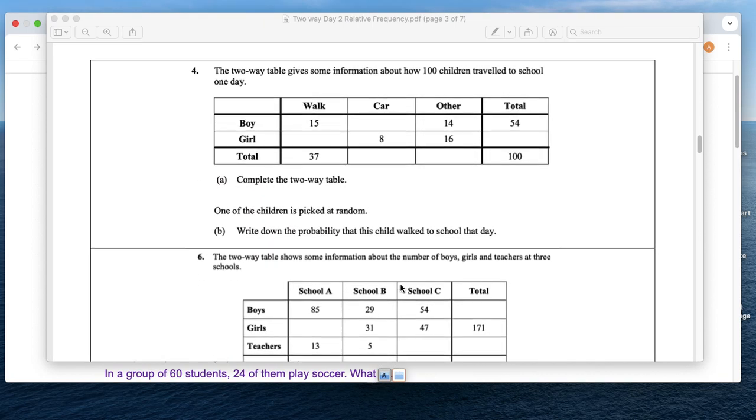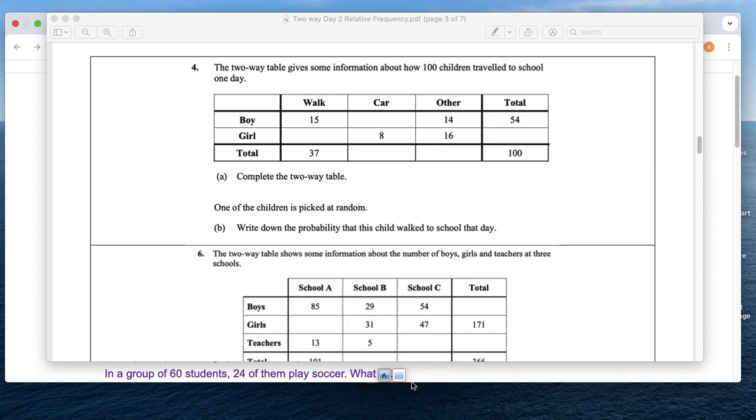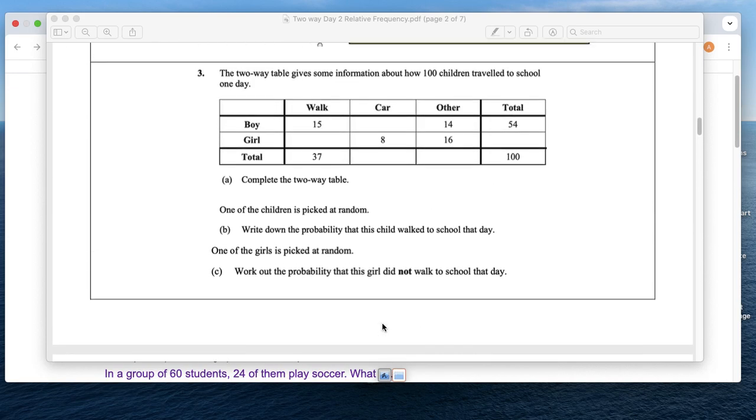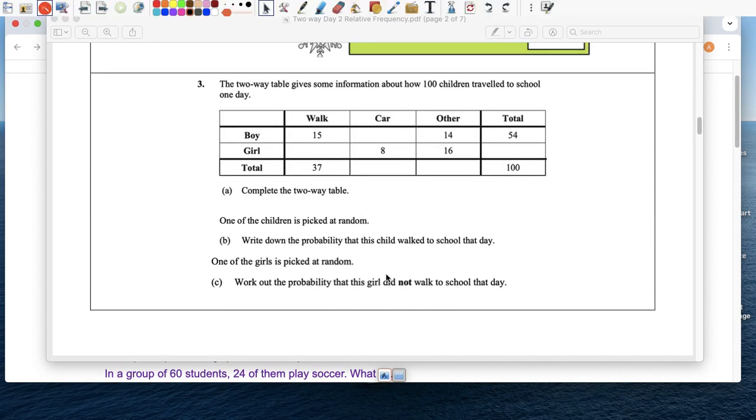And these are the questions you were to do. All right, sorry, might be a long video. Let's start adding the numbers. This would be 37 minus 15 would be 22. 22 and 8 is 30. 30 and 16 is 46. That makes sense. This is 30.